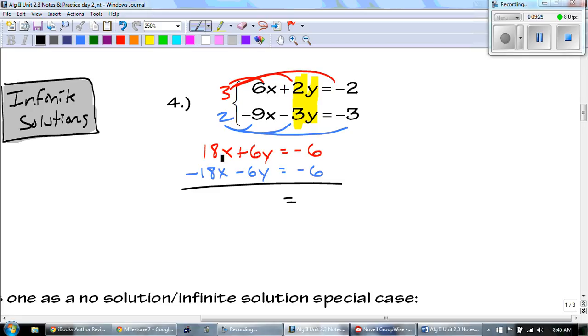Now on the left, my x's cancel and my y's cancel, so I'm left with 0. And no, negative 6 minus 6 does not cancel. That's negative 12. And does 0 equal negative 12? No. So my answer is no solution.